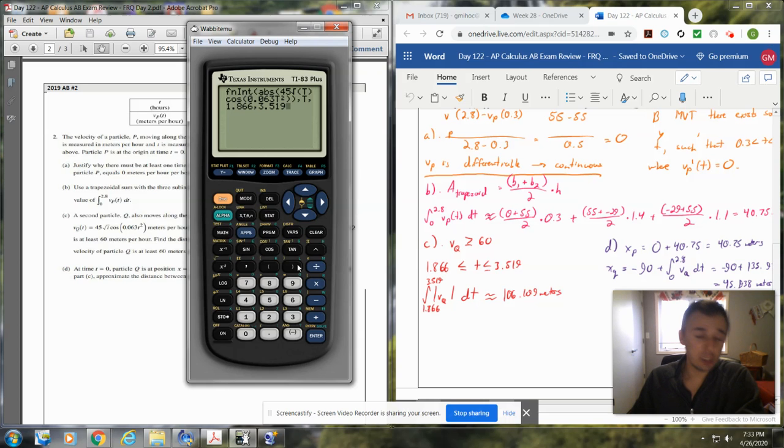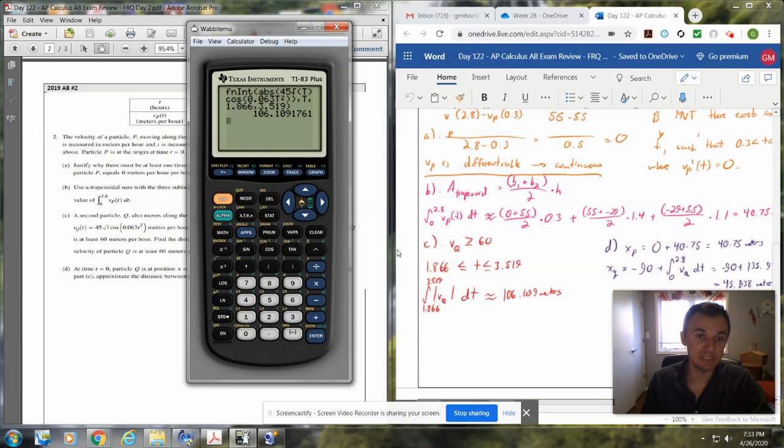Now we can close the parentheses again. You don't really have to at this point, but we can close the parentheses to represent that first parentheses that we had. Now you want to press enter. And we get our answer, 106.109.